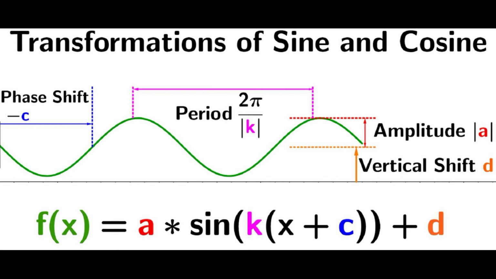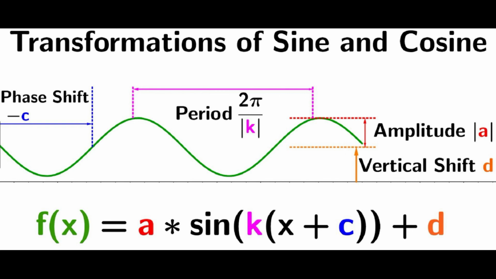Okay, I'm going to skip K for now because that's the most complicated one. But let's talk about C. C, just like our parent functions, is inside the parentheses, and it's going to shift it left and right, and once again, it's going to be opposite. So if you have a sine curve starting at 0, 0, to shift it to the right, you would put minus something, so -5, -2 pi, something like this. So that one's just your horizontal shift.